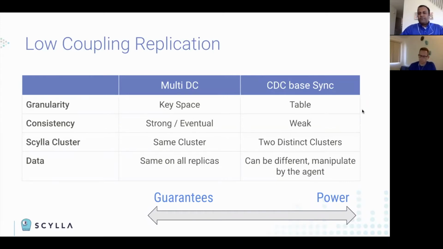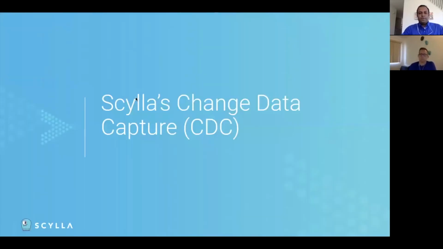And data can be different in different replicas, and you're able to massage the data using things like Pulsar functions or Scylla agent as well. So now let's dive a little bit deeper into how Scylla's change data capture is built. And I'll also give a few examples so that I can make these examples really simple to digest and understand.